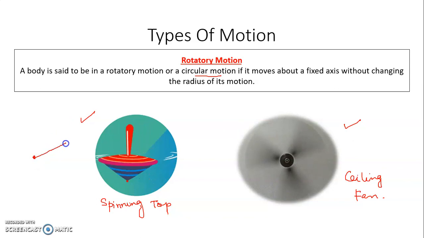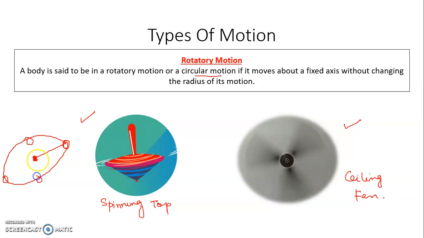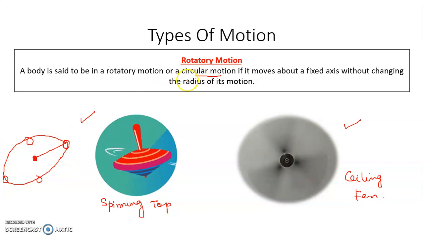Suppose a stone is tied with the help of a string and it is whirled in a circular manner. So it moves about this fixed axis without changing its radius. Is it clear? So the kind of motion which the stone is exhibiting is rotatory motion.